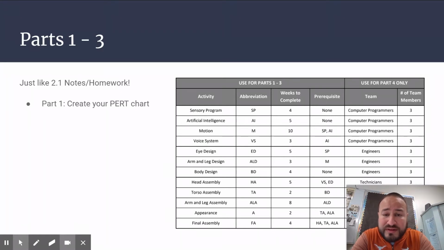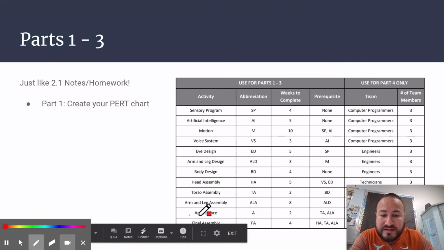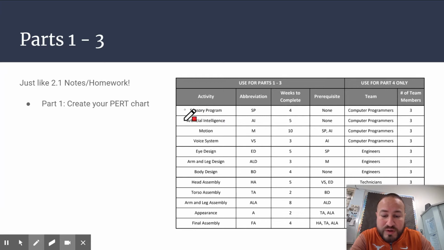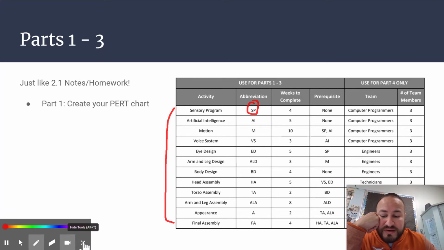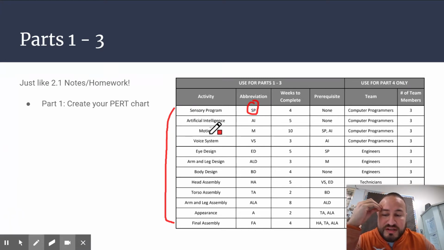So the first part is pretty self-explanatory. The first three parts are pretty self-explanatory. We've done it already. If you did your 2.1 homework, the first part is to create a Pert chart. Make sure that you are looking at the activities here, that you have all 12 of these activities. These are all the activities that you should have on your Pert chart. Use the abbreviations whenever you are putting them on there. That will be very, very helpful, and you don't have to write all these out. Make sure that you include a legend, that's part of the directions.